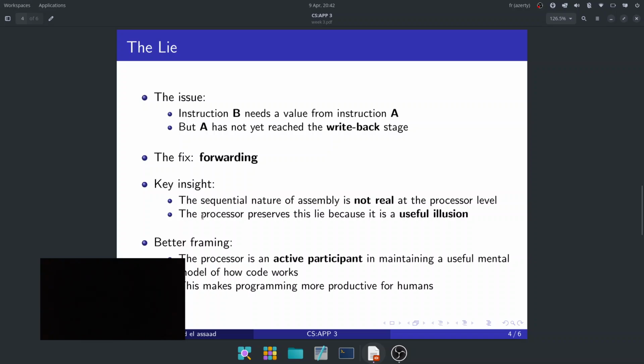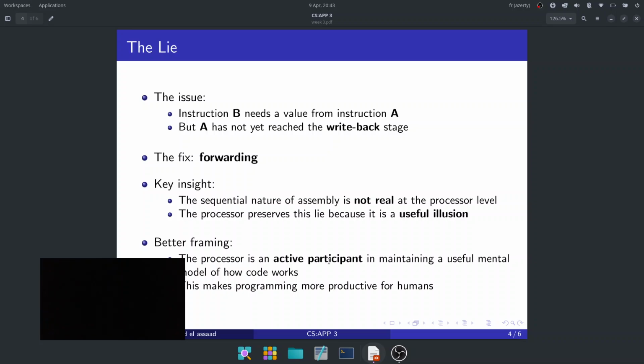And once again, the processor is designed to preserve this lie because it is a useful illusion. You won't need the truth 99% of the time, but it serves you to know it in case you need it. A better framing I found, once again, is that while it is very good to tell yourself that the processor is lying, it is also a good idea to see the processor as an active participant in the mental infrastructure, in the mental model that the community has built for coding.